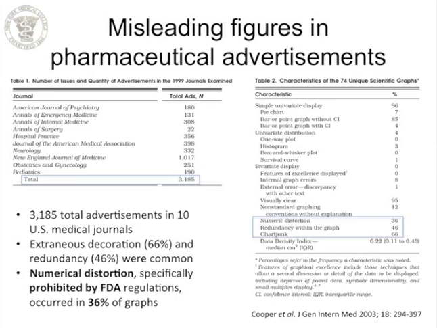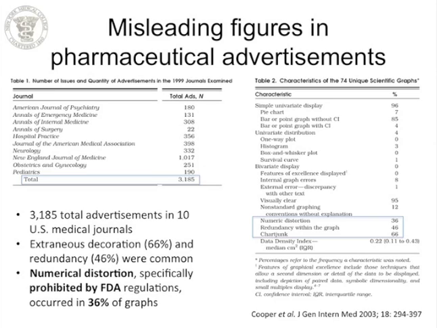Redundancies were found in 46% of the data, and numerical distortions, specifically prohibited by FDA regulations, were surprisingly found in 36% of graphs. So one should keep in mind when looking at pharmaceutical advertisements in medical journals or anywhere else that the graphs are not always clinically valid, that they might be used as advertisement pieces, and one should be using their own clinical judgment in figuring out whether the data being presented is accurate or not.